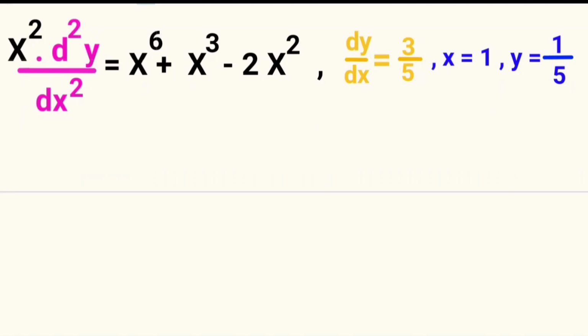My name is Bino, and in this video we will determine the particular solution of this separable differential equation. We have the following second order separable differential equation with the initial conditions dy over dx is equal to 3 over 5, x is equal to 1, and y is equal to 1 divided by 5.